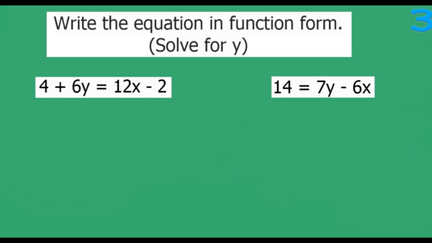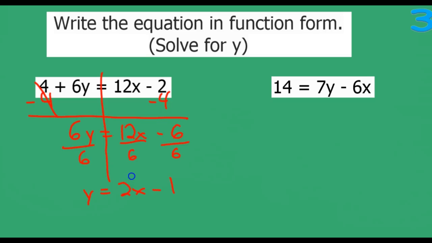Alright, for this one, we need to subtract 4. What we're left with then is 6y equals 12x minus 6. Divide by 6 to everything. And we get y equals 12 divided by 6, which is 2x, minus 6 divided by 6, which is 1. So y equals 2x minus 1.